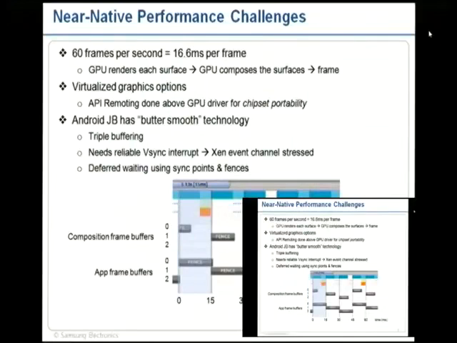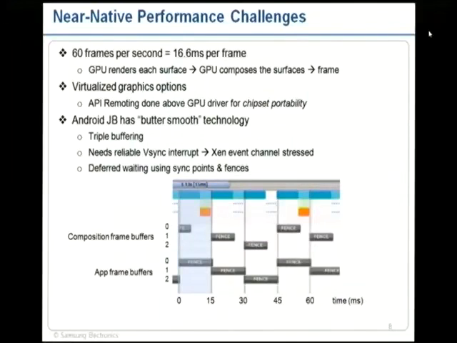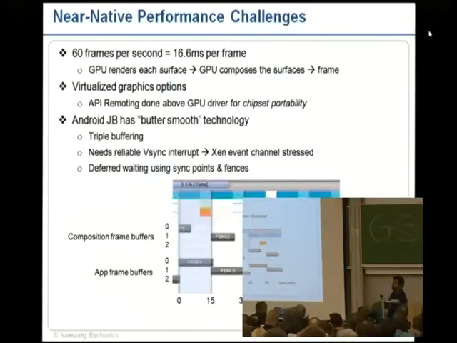So the basic challenge here is to get near native performance, which is 60 frames per second. As you see, the GPU first renders into a surface, it composites and creates a frame, and the frame has to travel back again to DOM-U, and then it goes to the virtual display, and then comes back to DOM-0, and finally gets rendered onto the real display screen.